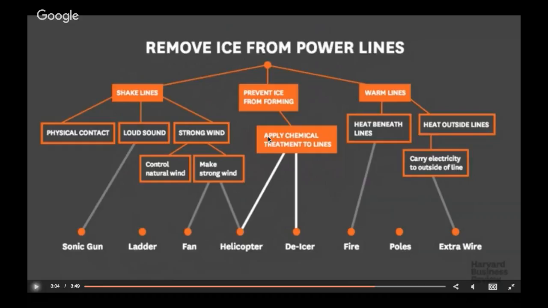Now look for the third. Watch for it. Bing! You see that light up over there on the right? The resource is extra wire. The subway is carry electricity to the outside of the line. The subway is heat the outside of the lines. And the way is to warm the lines. And the goal is always the same. All right? Okay. So that's an example of a taxonomy of solutions to a specific problem, right?